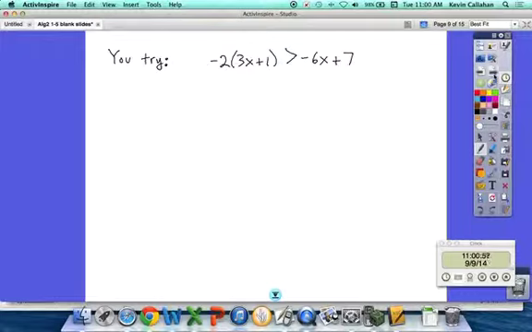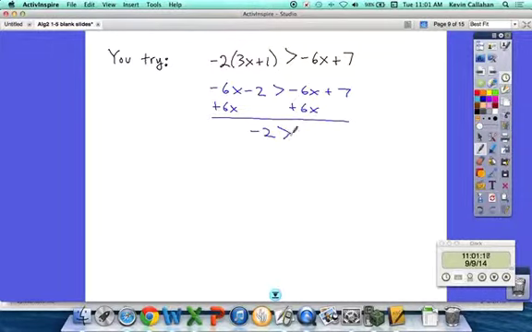Well, we have the same situation with inequalities. If I multiply this, distribute, negative 6x minus 2 is greater than negative 6x plus 7. Right? I add 6x, and I'm left with a statement which is negative 2 is greater than 7. Which does not depend on the variable. There are none, and it happens to be false. So what does that tell you? No solution. This is never true. No solution.